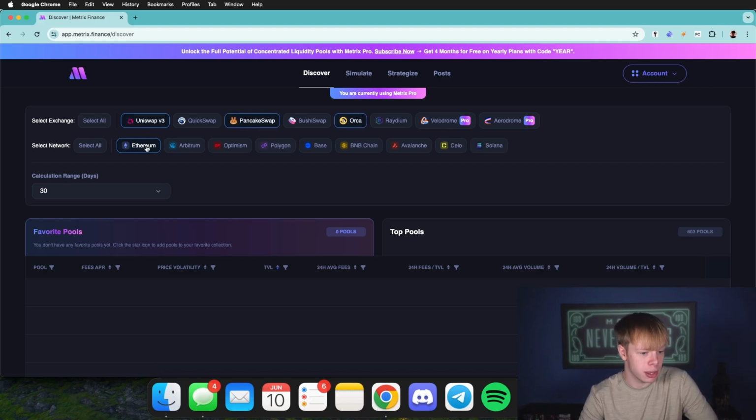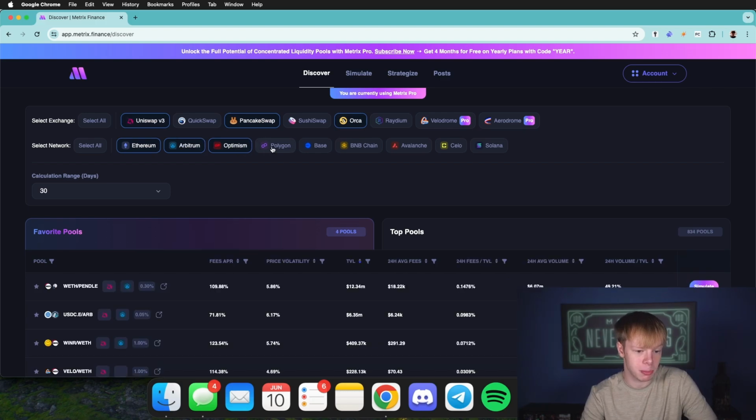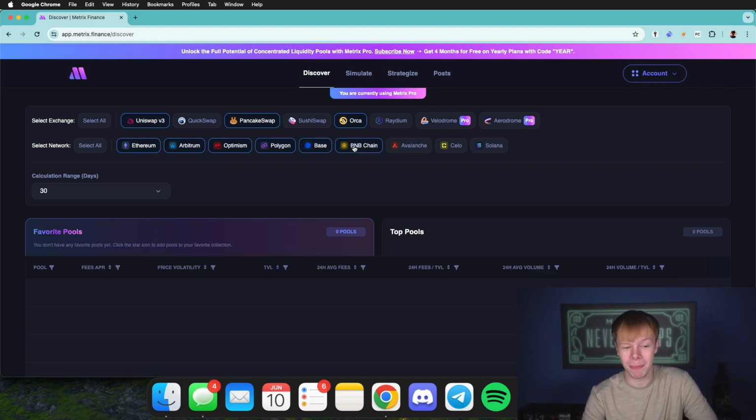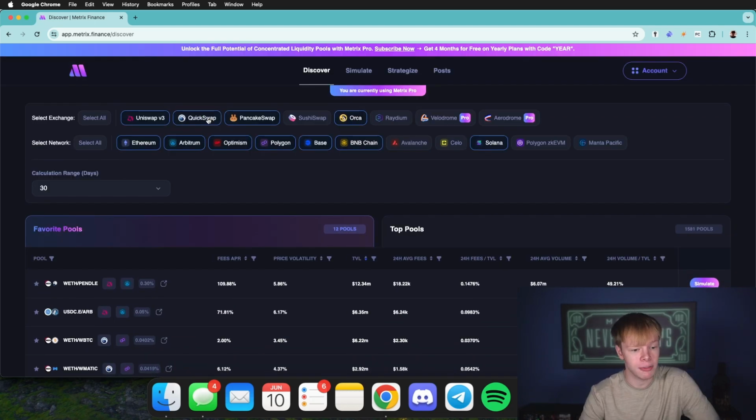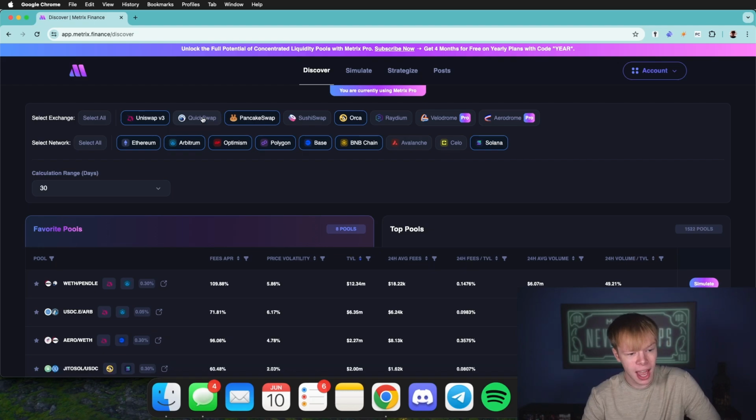And then I'm going to look at the Ethereum network, Arbitrum network, Optimism network, Polygon network, Base network, and BNB chain basically. And I'm also going to include Solana because I do have Orca selected. These are kind of like my preferred networks. Obviously, Metrix Finance does support other networks like the Polygon ZK EVM, Manta Pacific, Avalanche CeeLo, stuff like that, but I personally don't really care too much to provide liquidity on those networks.